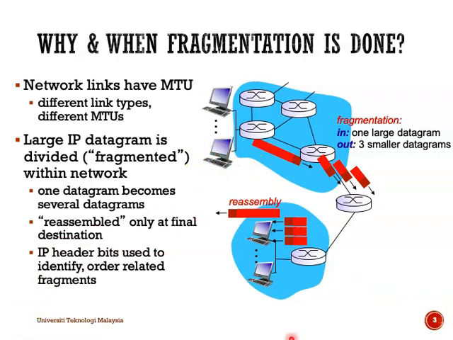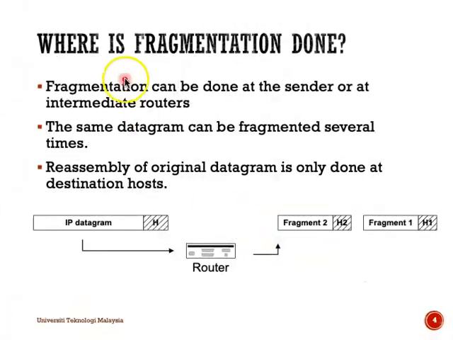Okay, the next one. Where should this fragmentation process be done? Basically, it can be done at the sender or at the intermediate routers, depending on the requirement of the MTU imposed at the outgoing link from that router. The same datagram can be fragmented several times, up until the minimum size of the fragment. And again, reassembly of the original datagram is only done at the destination host.